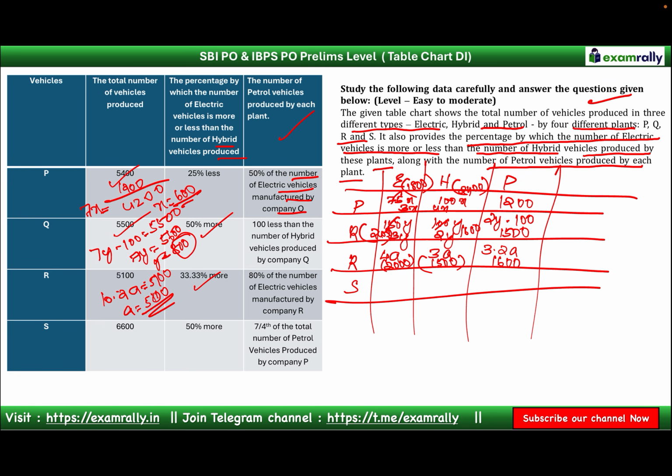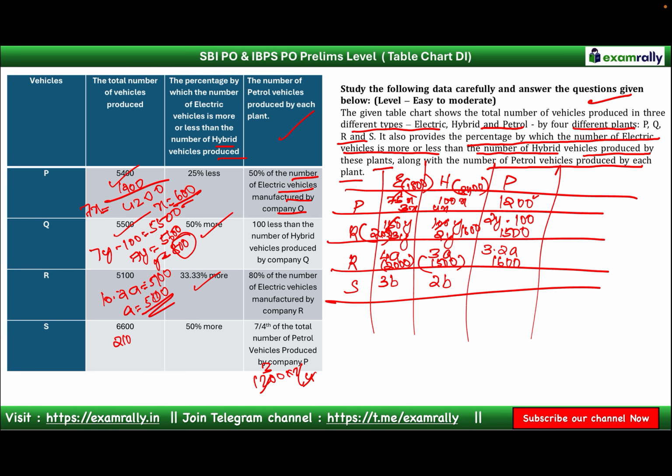1600. Got it. See the case of S, 50% more. So 50% more means here it will be how much? 2B, and here it will be 3B. Got it. Means 100 and 150 more, like that if we are taking. And what they said about the petrol vehicle of S, 7/4 of the total number of petrol vehicles produced by P. So 7/4 of 1200 will be equal to 1200 into 7/4. How much? Equal to 2100.